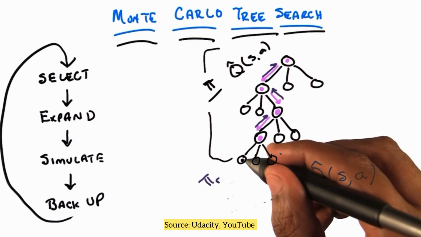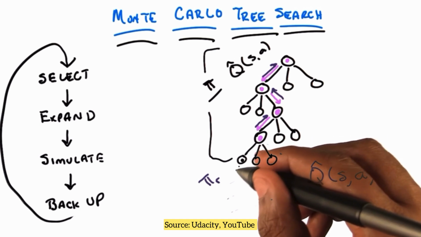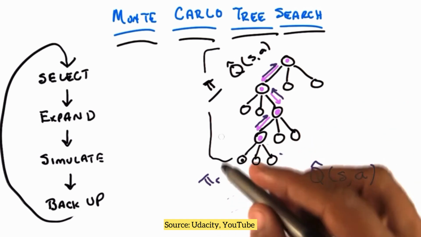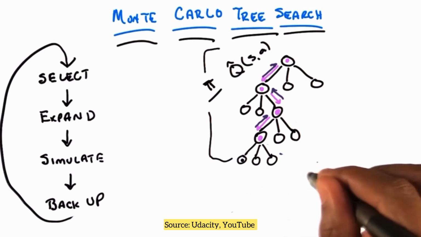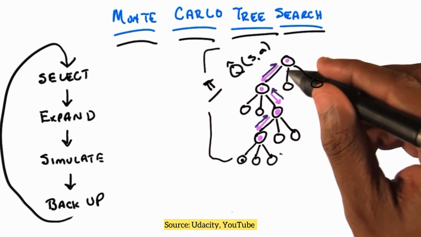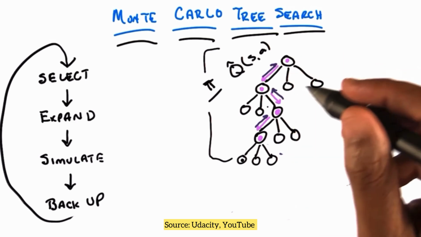But then once again, I've gotten to a place where I don't feel comfortable about what to do next, and I would do the expansion and the rollout again, over and over and over again. So I just keep doing this again and again. And what this gives me is an ever-expanding tree where I feel more and more comfortable about my Q values and therefore more and more comfortable about a policy that I should take.